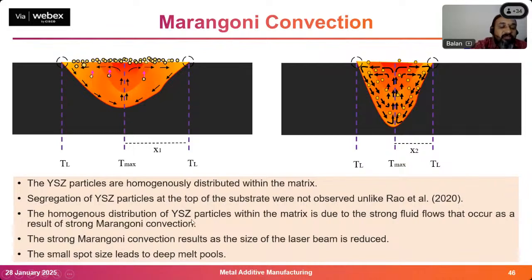So homogeneous distribution of your OSC in the matrix is due to the strong fluid Marangoni current. So how do we increase the Marangoni convection? By reducing the spot size of the laser. The strong Marangoni current results when the size of the laser spot is reduced. The spot size leads to a deeper melt pool, but it's not that much deeper when compared with that.